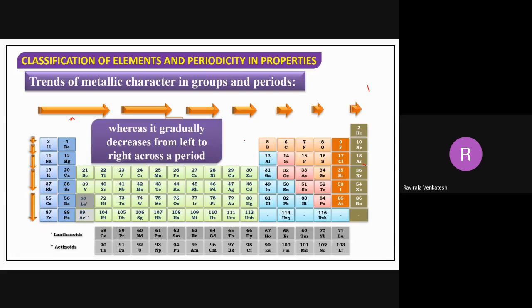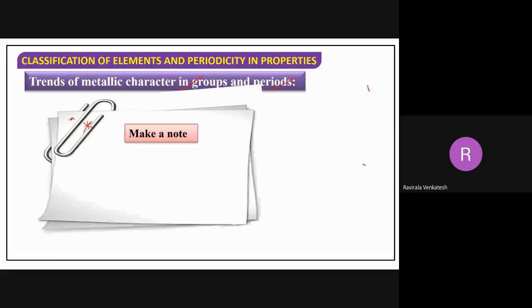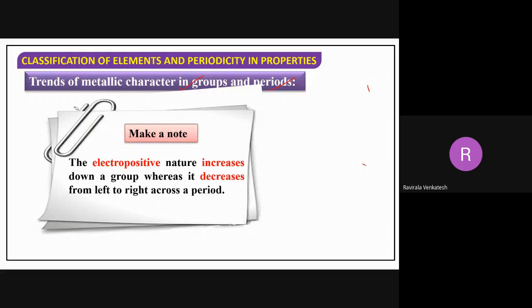This one is the thing. Trends in metallic character in groups and periods. This is a very important point. Same thing, electropositive character increases down the group and decreases left to right in the period. This is a very important point you need to remember.